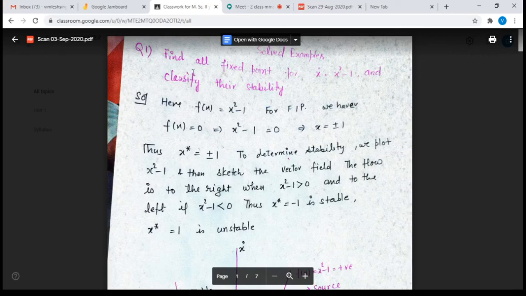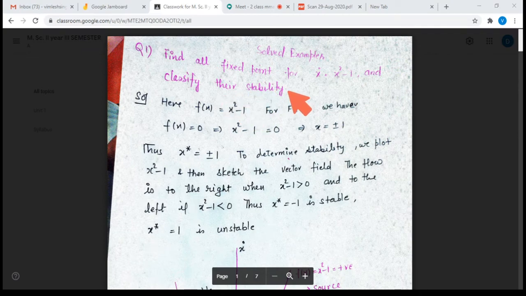Now there are some examples. Find all fixed points for x dot equals x square minus 1 and classify their stability by the geometrical approach. Here the equation is x dot equals x square minus 1. This implies f(x) equals x square minus 1.